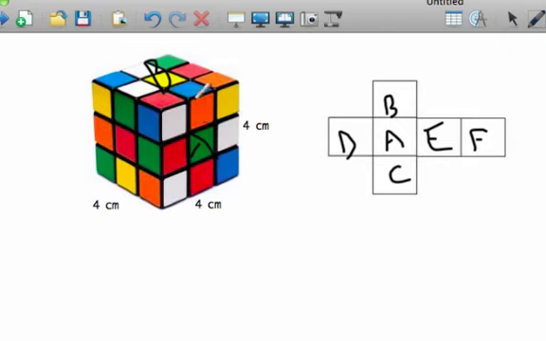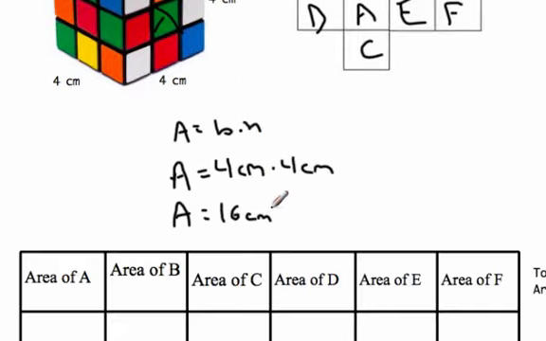So we've got to find the area of square A. Well, that's easy. That's a square. So area equals base times height. Area equals 4 centimeters times 4 centimeters. And of course the area equals 16 centimeters squared for square A.